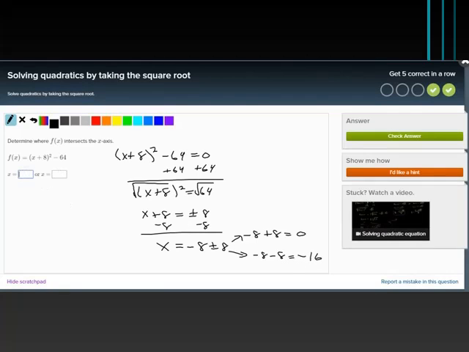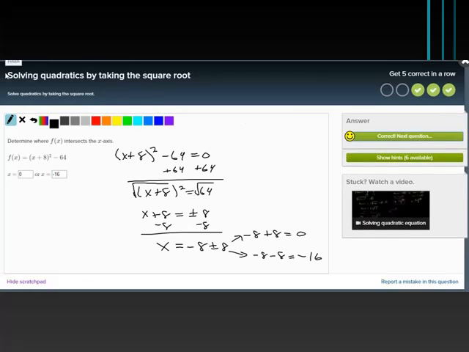0 is a completely acceptable answer, so we'll put the 0 and the negative 16 in this problem, and we'll check answer, and we're correct.